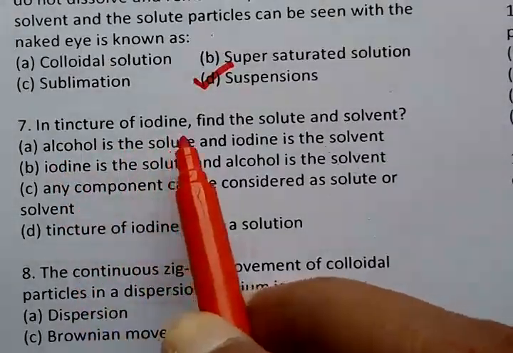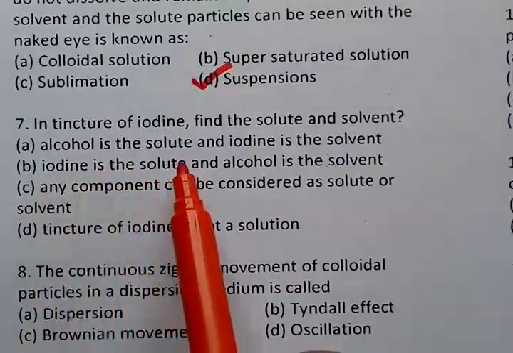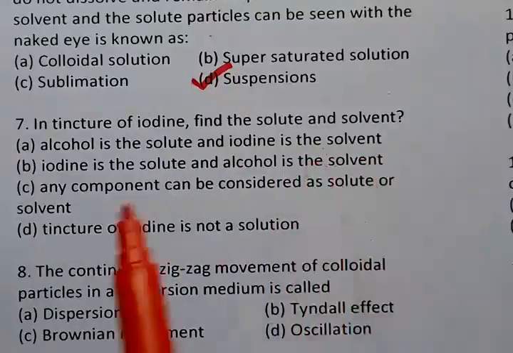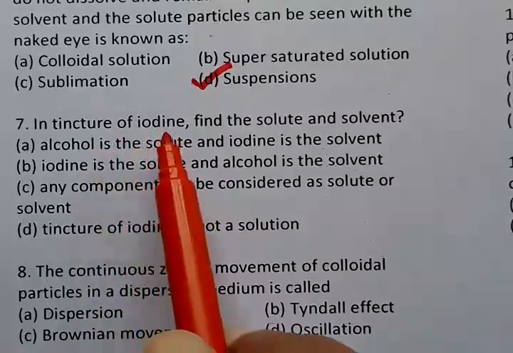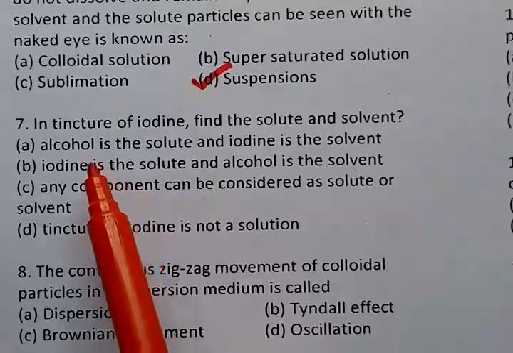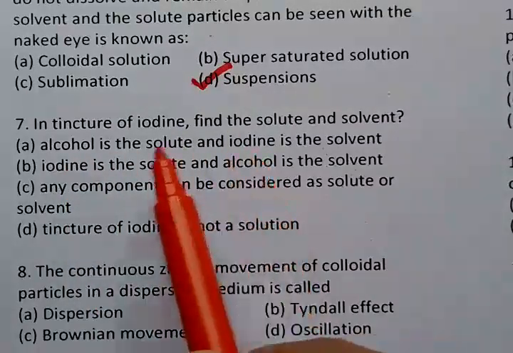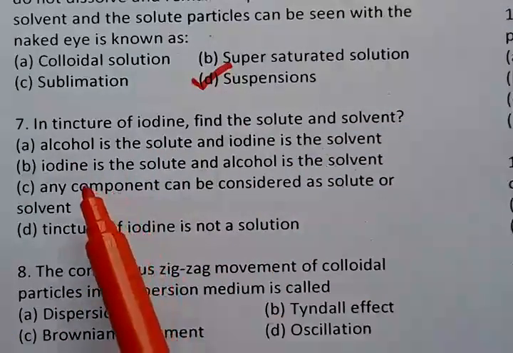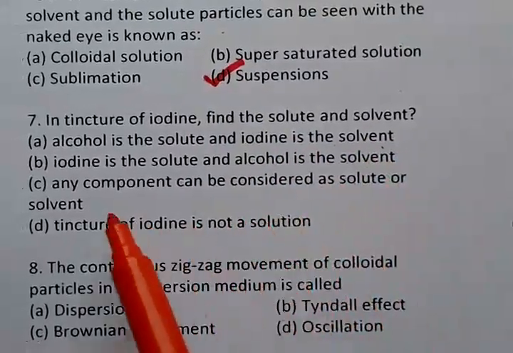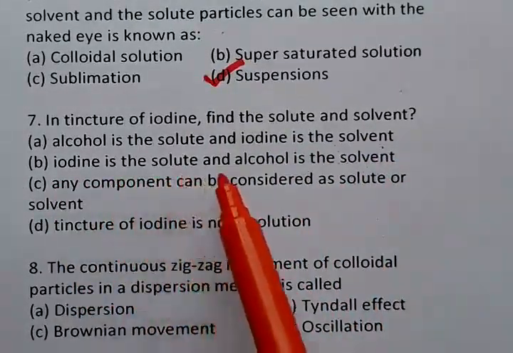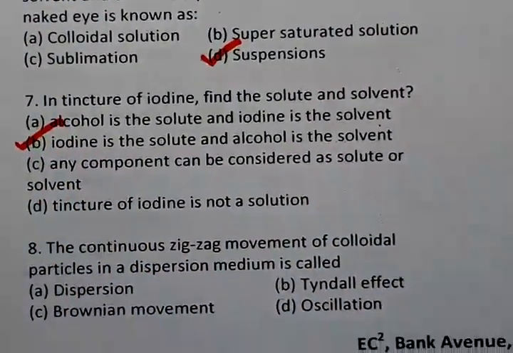In tincture of iodine, find the solute and solvent. Okay. Alcohol is the solute and iodine is the solvent. See, tincture of iodine is made by mixing alcohol and iodine in alcohol. So iodine small quantity, alcohol larger quantity. So alcohol is a solute and iodine is a solvent. No, this is not correct. Iodine is the solute and alcohol is the solvent. Okay, this is correct. Okay.